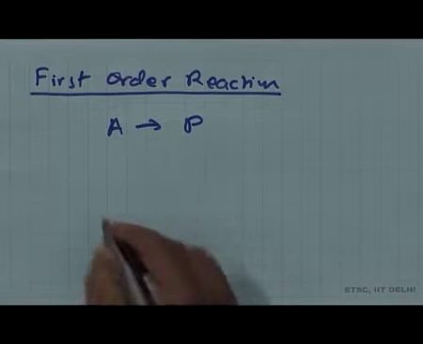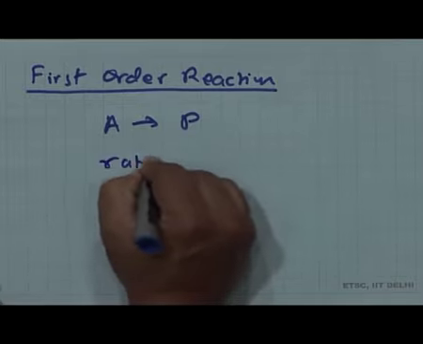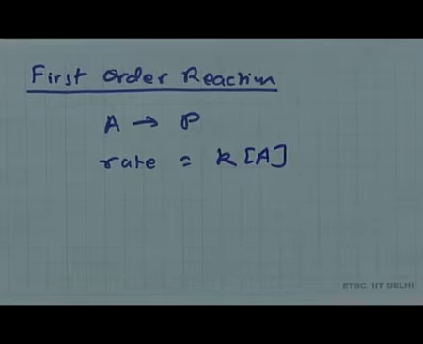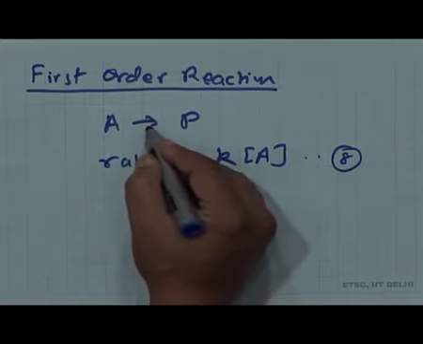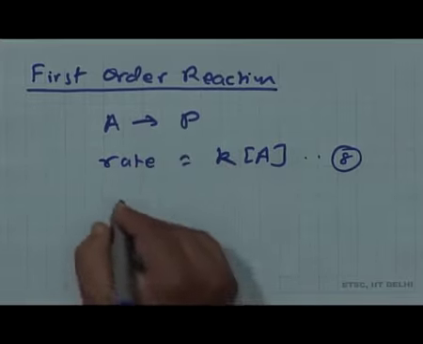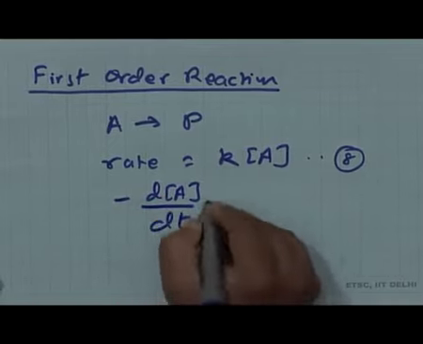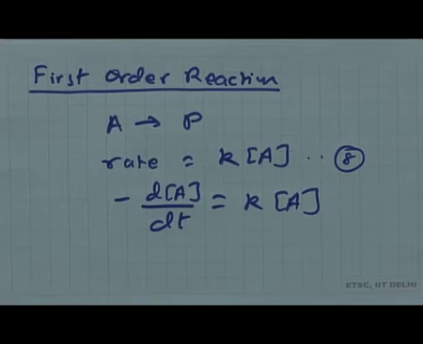Now for this, as the first order reaction is defined, I can write the rate is equal to K, the rate constant, times the concentration of A. So let this be equation 8, in continuation from the zero order reaction example. So if this is what it is, then from the reaction out here, we can write that minus d of A over d of t is equal to K times the concentration of A.